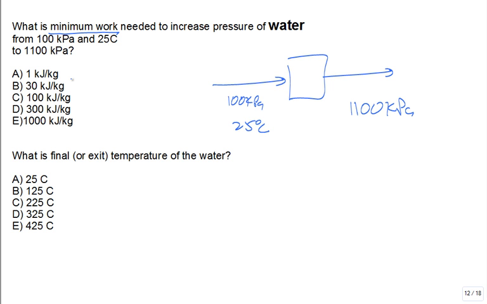Everybody understand the question? I'm only going to give you 45 seconds. You may need to do a little doodling on a piece of paper. Maybe you need a calculator, but you only got 45 seconds. This is the work that goes in. I know it's into the pump. The pump requires a shaft to drive it. Per kilogram of liquid water that goes through it, how many kilojoules of energy supplied in that shaft to drive the pump? 1, 30, 100, 300, or 1,000?